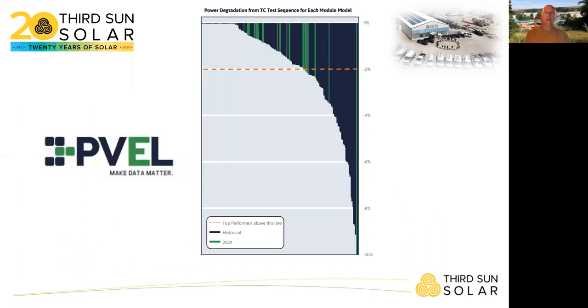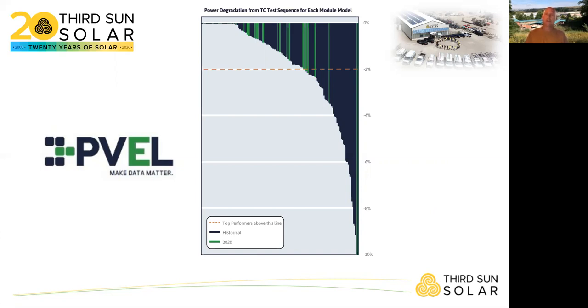Here's another report from another lab, PVEL. This is called power degradation. So power degradation: every module, no matter what the technology or who the manufacturer is, might put out 100% of its power, or sometimes 105% of its power in year one. And then it slowly degrades over time. And that's just an aspect of the physics and the chemistry of all of these technologies.